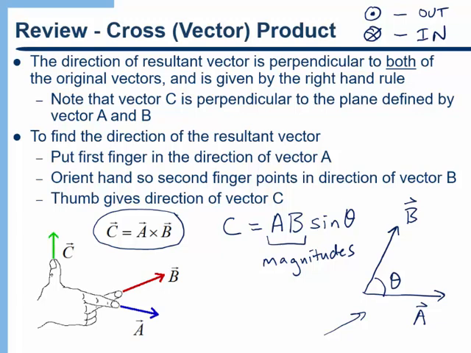Okay, so how do we do it? We put our first finger in the direction of A. Now, without changing the direction of your first finger, rotate your hand until you can get your second finger pointing in the direction of B. What you should see is that your thumb is coming towards you. In other words, vector C is out. So remember that vector A and vector B form a plane. Vector C is perpendicular to that plane. In other words, perpendicular to the original two vectors.